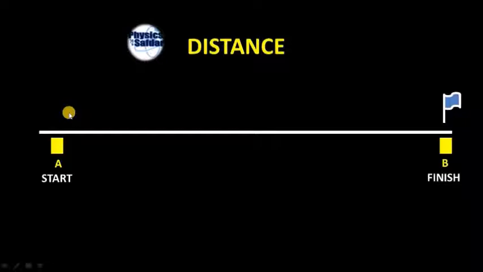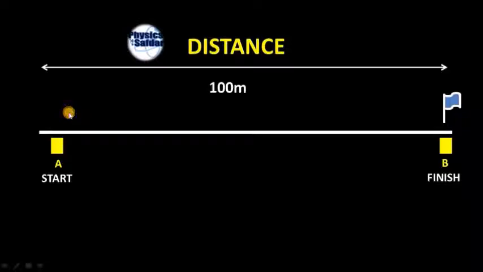Look at the screen. There is a running track. Two points are there. Point A, starting point. Point B, finishing point. The length between the points is 100 meter. Here is a sprinter and he is trying to improve his timing. He starts running and finally reaches point B.